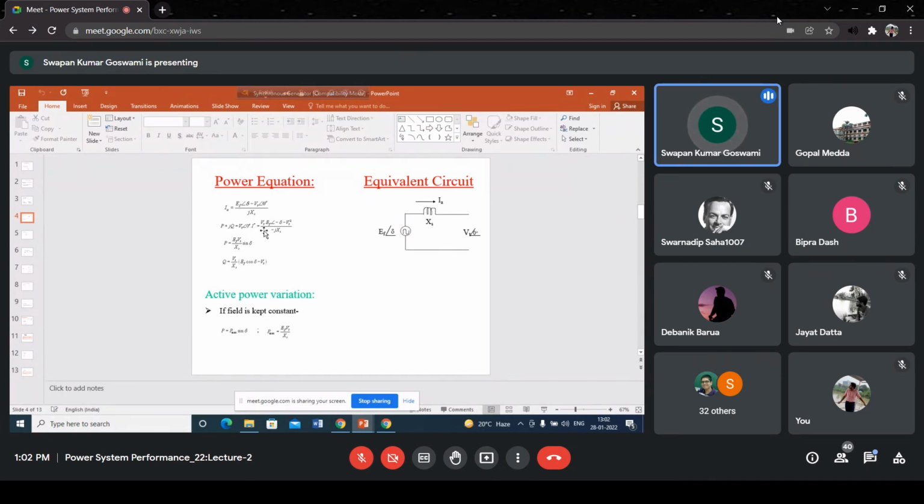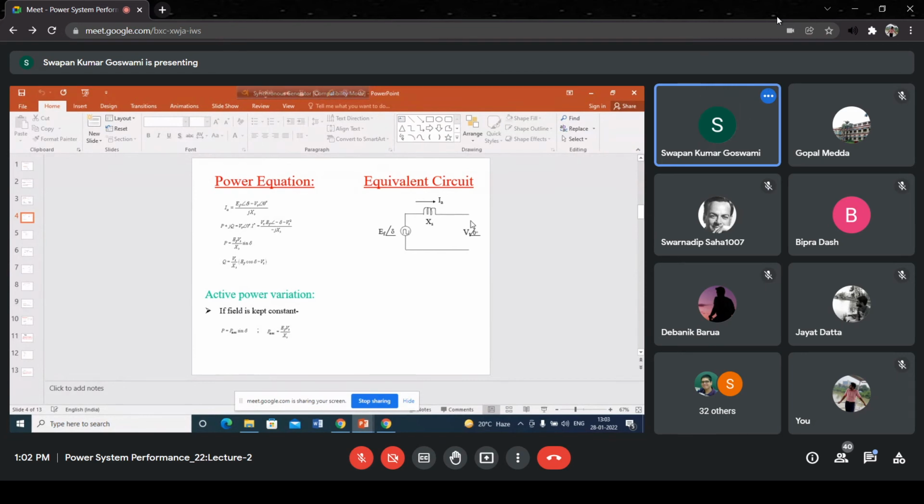What is the real part? You take the real part of this, that will be equated to P. P becomes EF Vt by Xs sine delta, and the imaginary part is Q. Q becomes equal to Vt by Xs EF cosine delta minus Vt. Take the imaginary part, the J part of this expression, then it will be Vt by Xs EF cosine delta minus Vt. Alright, so this is the expression for active power delivered by the machine.